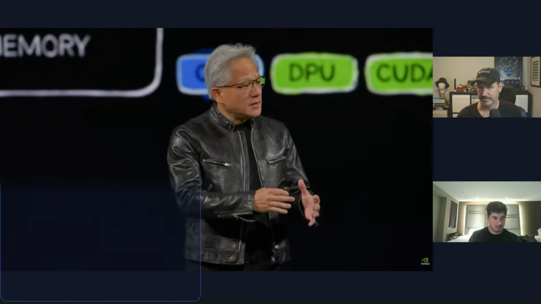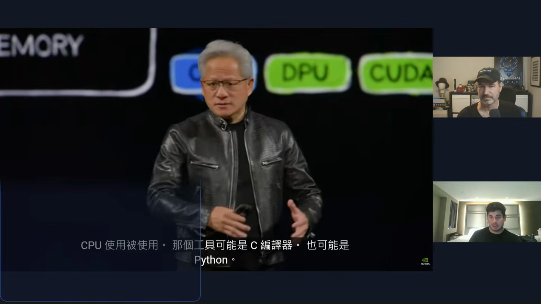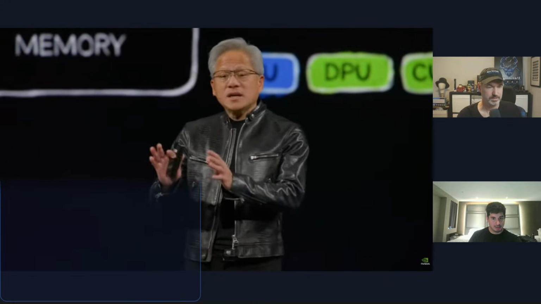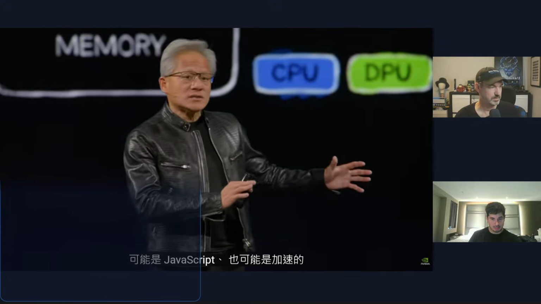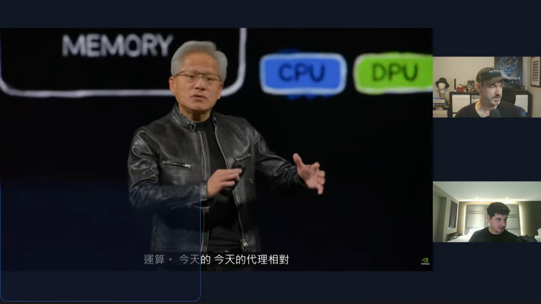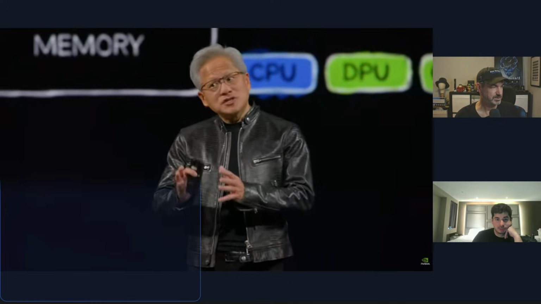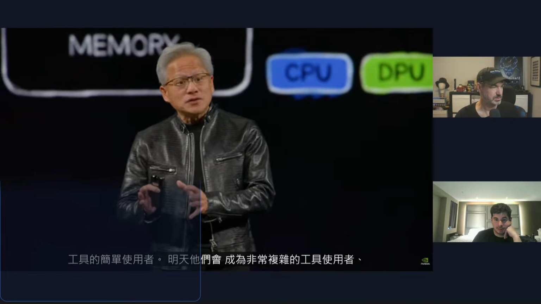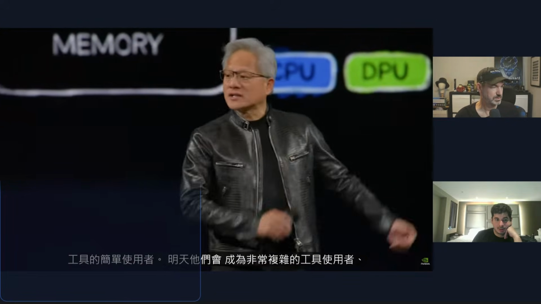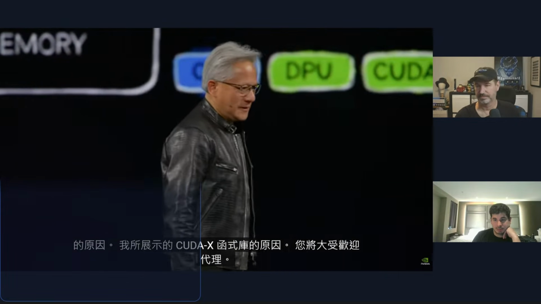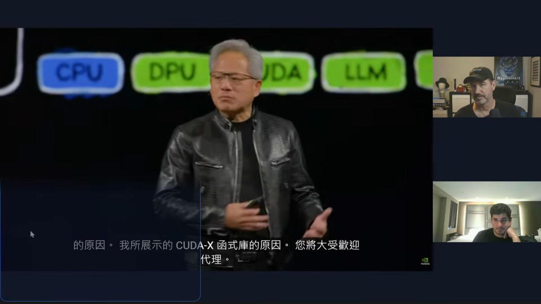That tool could be a C compiler. It could be Python. It could be JavaScript. Or it could be accelerated computing. Today's agents are relatively simple users of tools. Tomorrow, they're going to be very sophisticated users of tools, which is the reason why the CUDA-X libraries that I showed you are going to be incredibly popular with agents. They solve some of the most important problems the world knows.